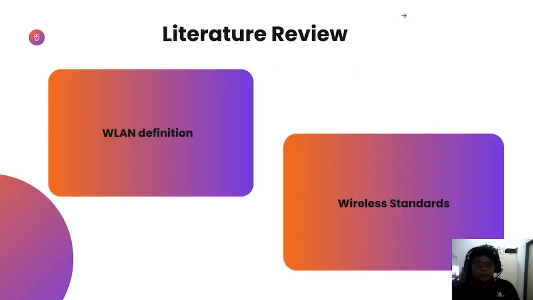For the literature review, we have the wireless local area network definition and wireless standards. WLAN is a wireless local area network. A wireless local area network will send data between computers using radio frequency or infrared to communicate between the computers. This technology excels in transferring data across barriers or buildings without the use of cable, because WLAN has the same quality as LAN. Many devices are designed to support wireless local area network.